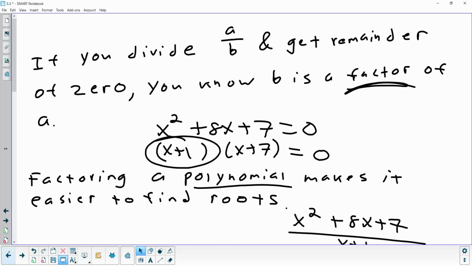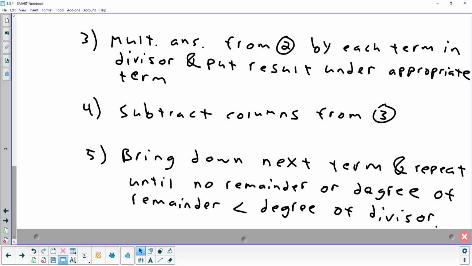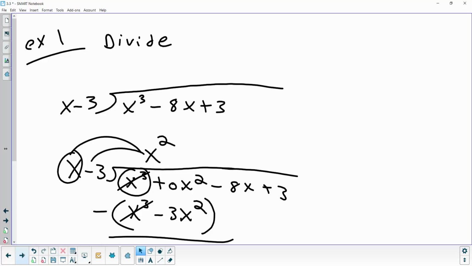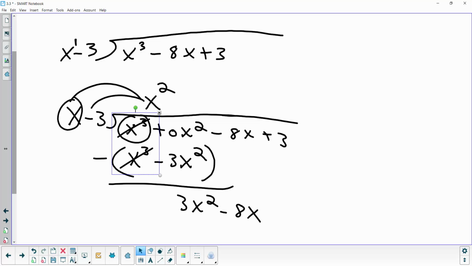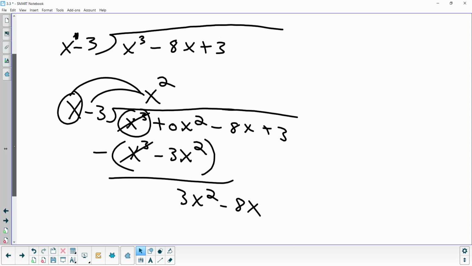Remember, we have to keep going until the degree of my remainder is less than the degree of my divisor. What's the degree of my divisor right now? Yep, Sarah? That's degree 1. The degree on the inside started off as a 3, now it's a 2. It's going to go down by 1 each time we do this. We have to keep going until this number is less than that number. So let's do it again.